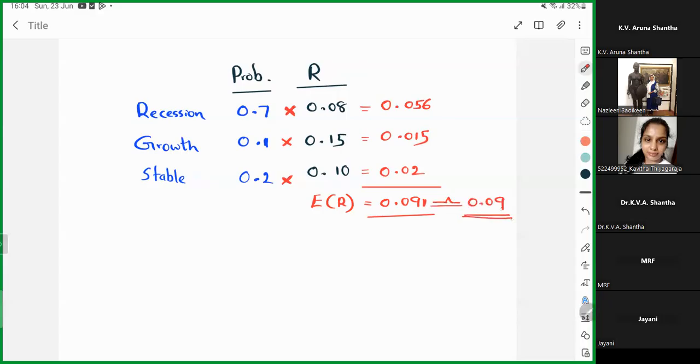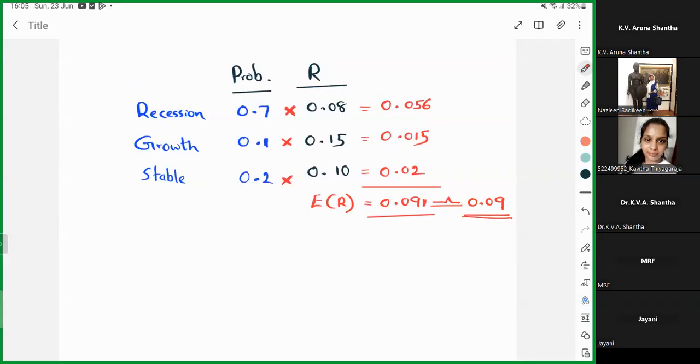Have you got it? Yes, sir. Right. So that's the expected return. So next year you expect from this investment a 9% return. Right?